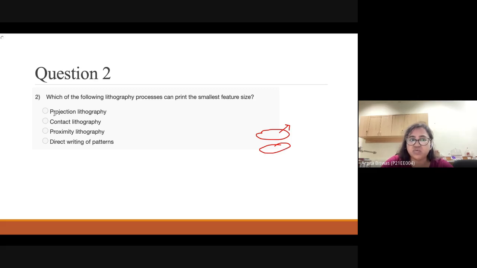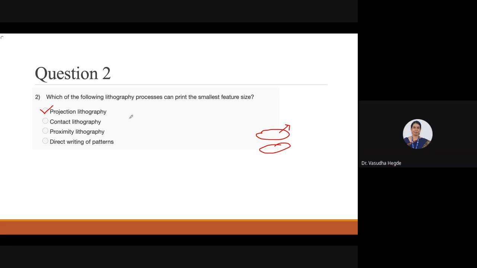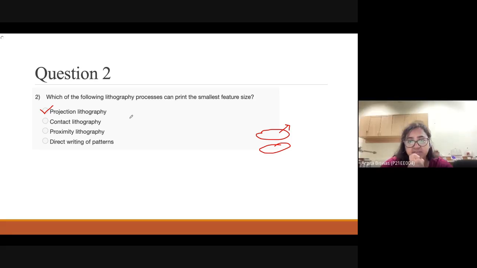So the right option is projection lithography, because they use the extra lenses to get the smallest feature size. And in the next class I will show the figure. Okay, I think that's fine, because I missed the fact that there will be a lens there. Yes, there is a lens they use, and by using this lens, they decrease the feature size.